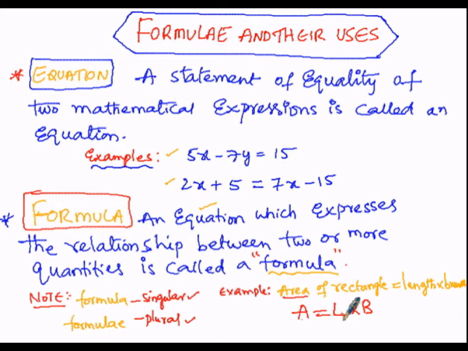As two quantities increase, the third quantity also will increase. So there is such a relationship between the three quantities present inside the formula, that is A equals L into B. Therefore, A equals L into B will come under the formula. Then now, how to frame a formula?